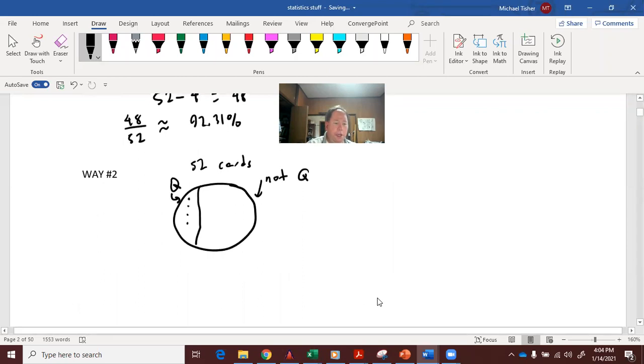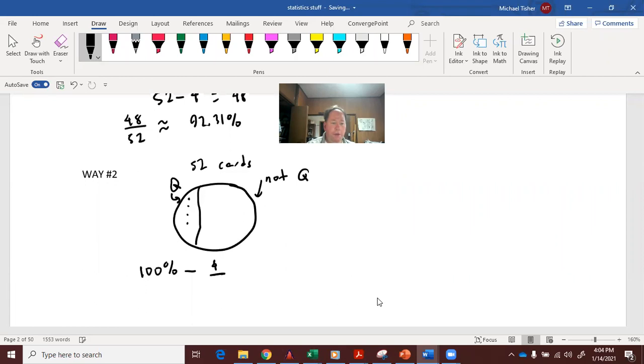Okay, now here's the idea. So what we'll do is we're gonna start off with the entire 100% of all the cards. And if we take away all the queens, we'll be left with all of the non-queens. And so we'll do 100% minus, okay, how many queens are there? There's 4 queens, 4 out of 52. So that's going to be 1 minus 4 over 52, which again leads to 48 over 52. Again, roughly 92.31%.